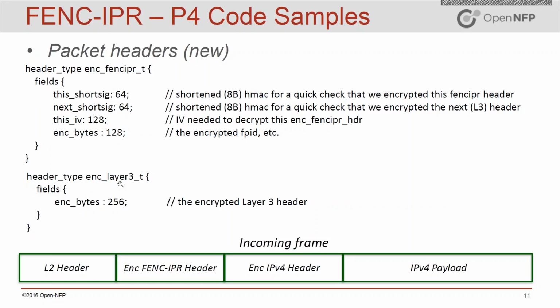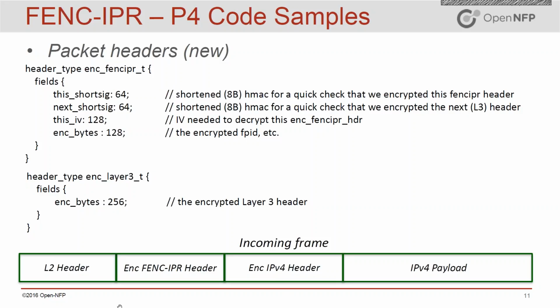The encrypted layer 3 header that arrives with the packet is just all encrypted bytes, right? In this case, it's 32 bytes. That's just all encrypted bytes. So that header is actually pretty easy. So down here is what the incoming frame looks like.